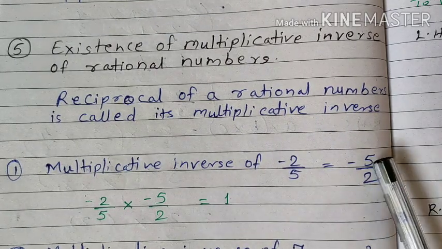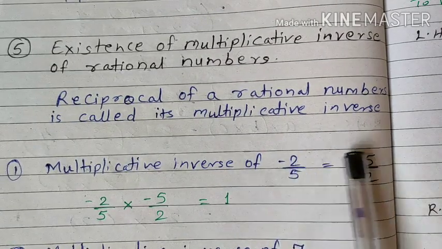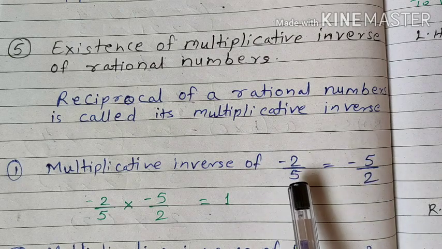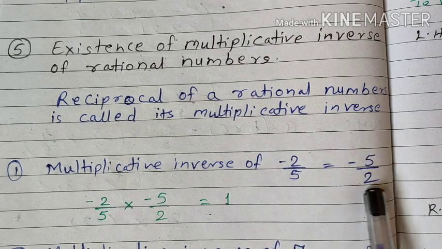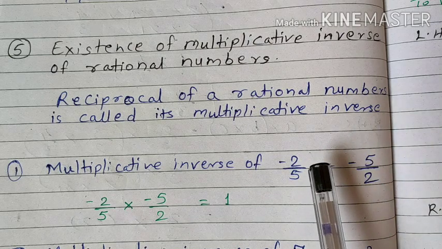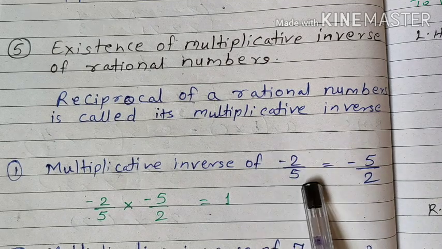So the sign will be the same, minus. Signs will not change. Remember this thing. While making the multiplicative inverse, our signs are not going to change. Only what we have to do? Convert the numerator to the denominator and the denominator to the numerator of the given number.